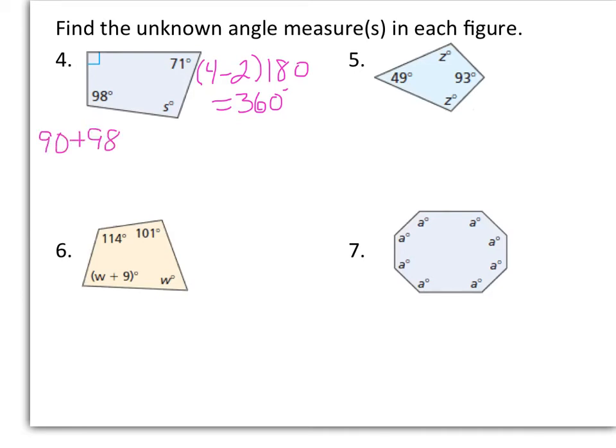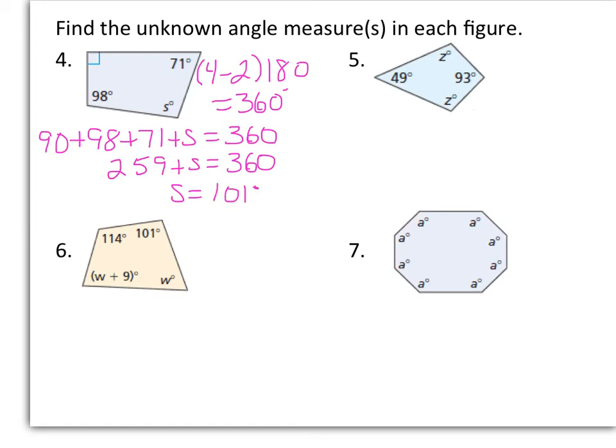So I'm going to write an equation to find my missing angles. Then combine like terms. We have 259 plus s equals 360. Subtract, and we get that s is 101 degrees.